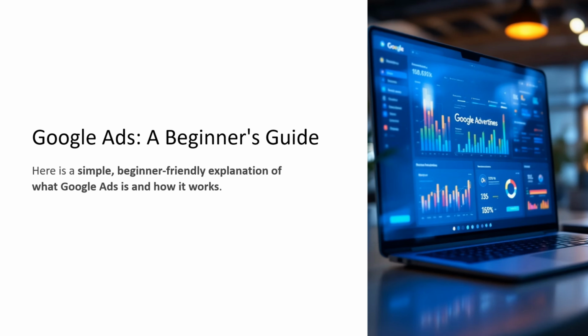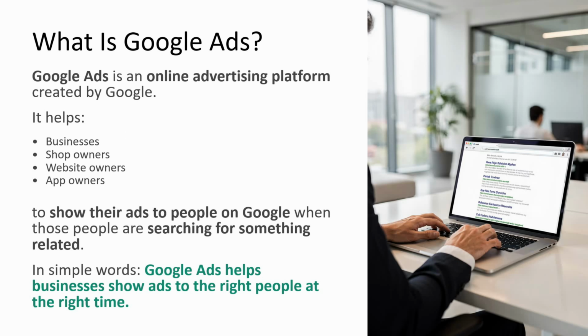In this video, I will explain what Google Ads is and how it works. What is Google Ads? Google Ads is an online advertising platform created by Google. It helps businesses, shop owners, website owners, and app owners show their ads to people on Google when those people are searching for something related. In simple words, Google Ads helps businesses show ads to the right people at the right time.